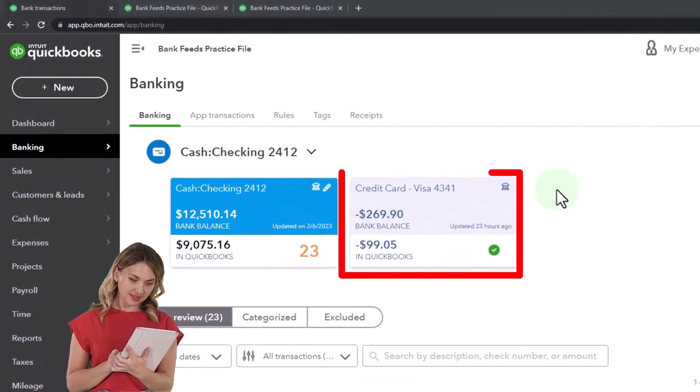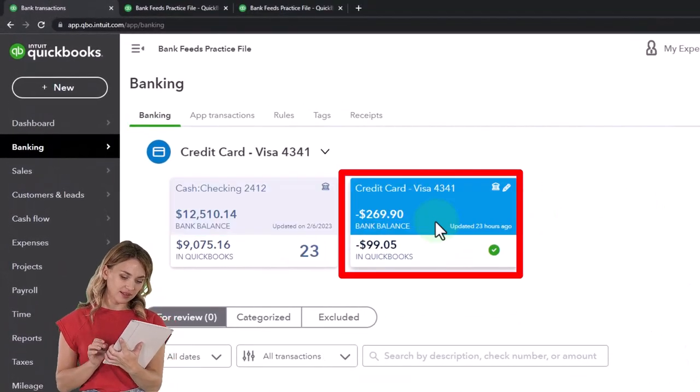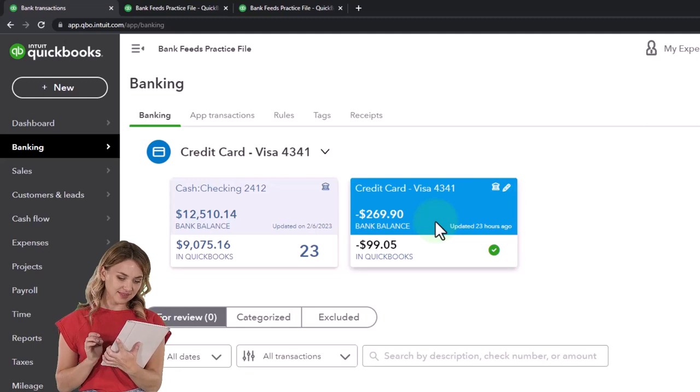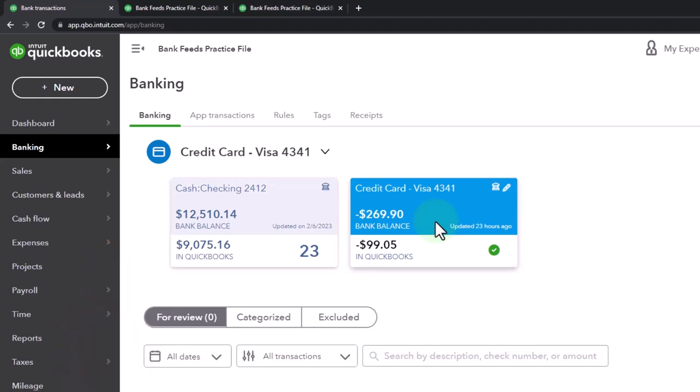Okay, so we've been focusing in on the credit card. We've got our two bank feeds set up, the credit card and the checking account. We entered the information for the credit card, so we might as well finish it out, round it out. Where we left off is this beginning balance issue.